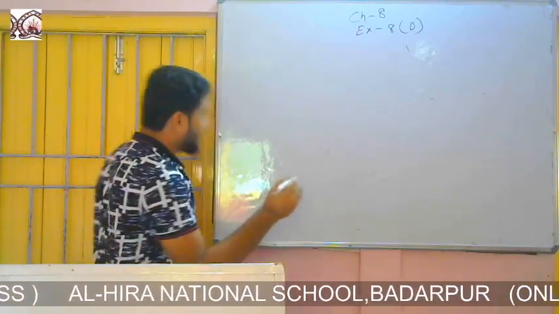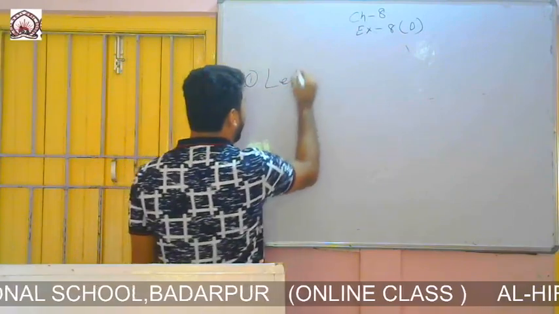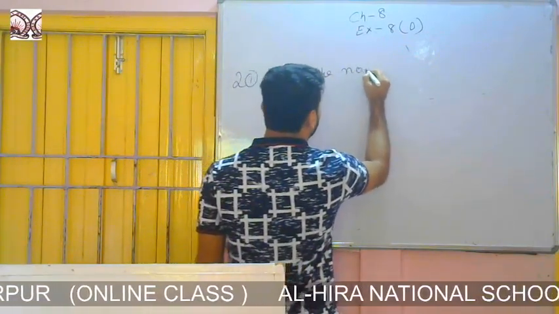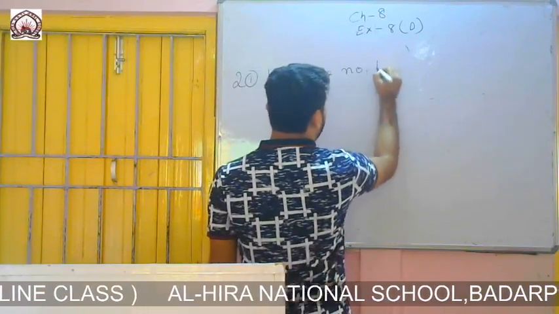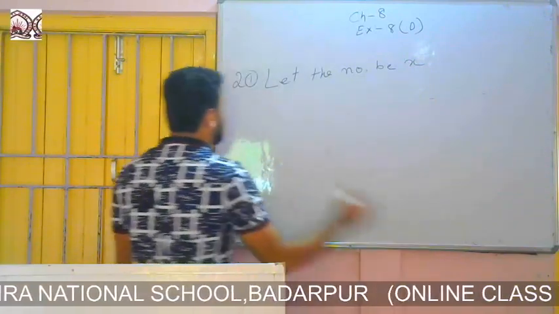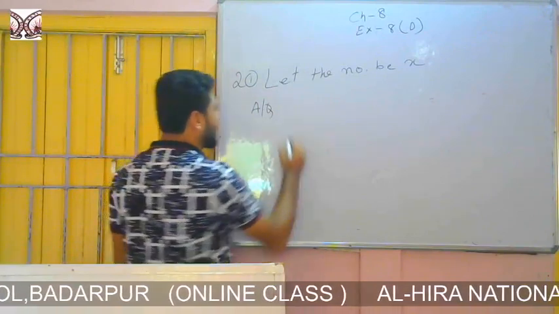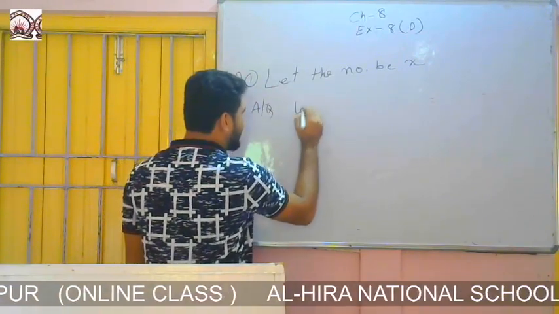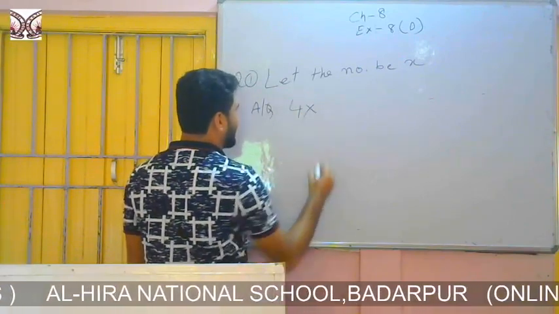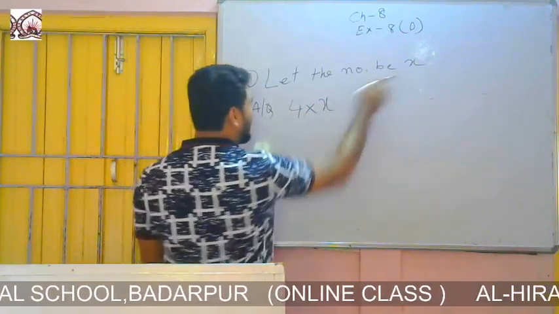In the question, what is written? 4 times a number. We don't know the number, so we write: let the number be x. Then according to the question, 4 times a number, that means multiplication, as I said earlier. 4 times a number, we don't know the number, we let it be x.